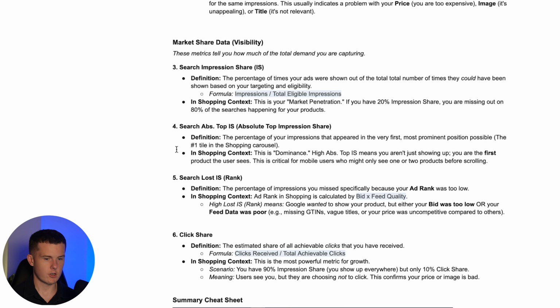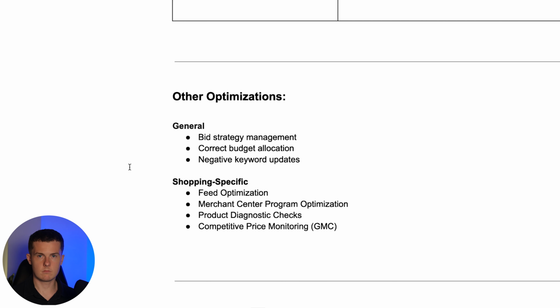And the last metric I want to run through is click share. This is the estimated share of all achievable clicks that you have received. So if you have 90% impression share, that tells you that you're getting as many eyeballs as possible on you, but only 10% click share. That essentially says that people see your ad, so you're putting yourself in a good position, but they're choosing not to click. So once again, most often that's going to be price. And after that, it's going to be product title and product image. So you really need to have a look inside Google Merchant Center at your price competitiveness reports to understand where you are versus other people in the market. Because it sounds like if you have a really low click share but a high impression share, you've got a pricing issue.